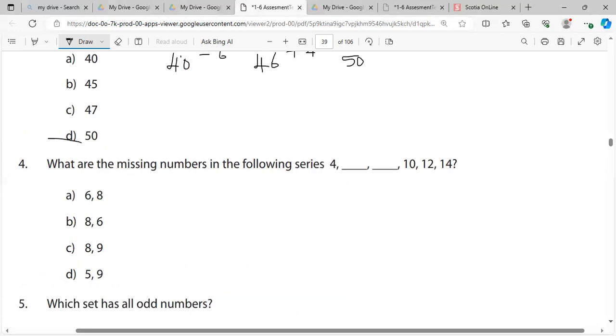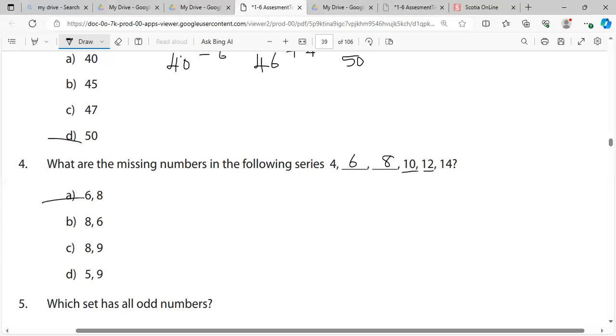What are the missing numbers in this series? So we have 4, blank, blank, 10, 12, 14. So it must be consistent. Here we can see they're going up by 2 and by 2. So all we have to do is add 4 plus 2, which is 6. Add 2 to 6, 8. So that's 6 and 8.